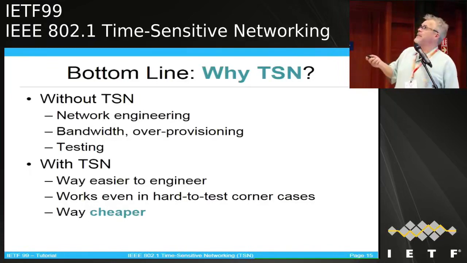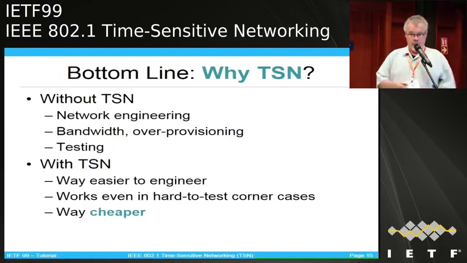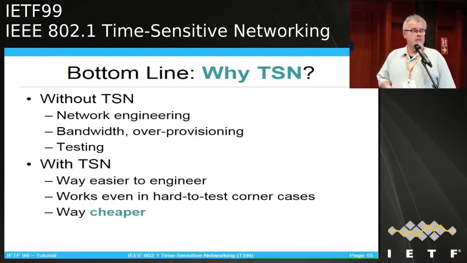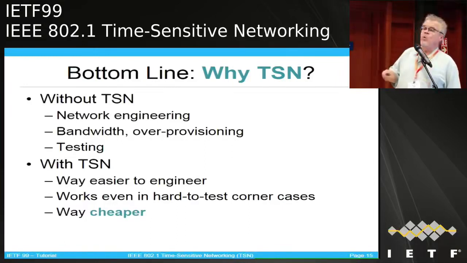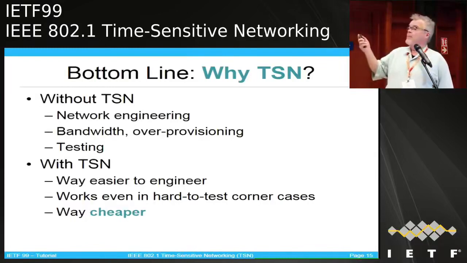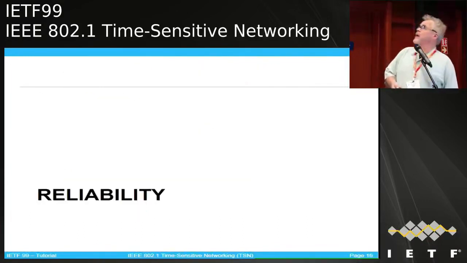You can make it work, but with TSN, it's trivial to engineer because you ask it, will that work? Yes. Because the algorithms we use give you a yes or no answer. Can you add this stream? It works even when you have the hard to test corner cases. Shutting off all but one stream does not cause the one stream to suddenly burst or change the way it works, which makes it cheaper because your people costs go way down, and because you can use the same network for the TSN and for ordinary traffic.